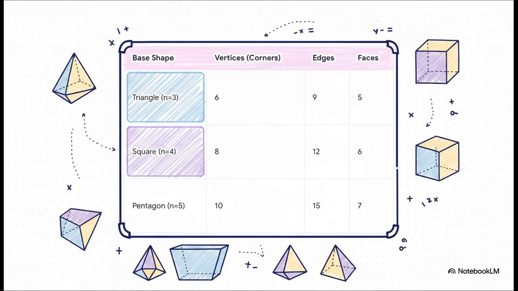All right, check out this table. We've done all the counting for you. Let's take a triangular prism, where the base has 3 sides. We get 6 vertices, 9 edges, and 5 faces. Now look what happens with a square prism, where the base has 4 sides. The numbers all jump up. Do you see a pattern emerging here? Feel free to pause and look, because the secret is hiding right there in the numbers.